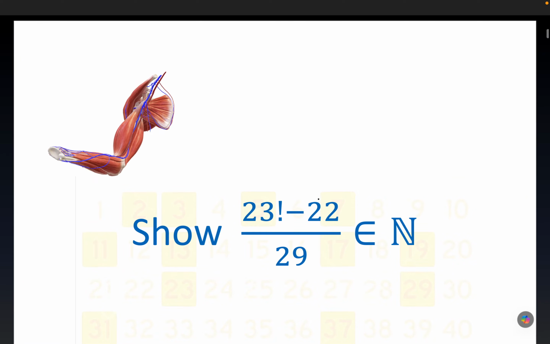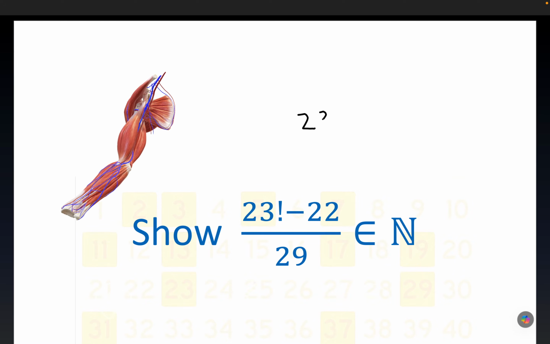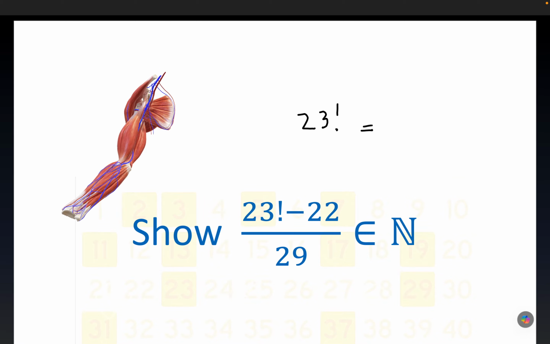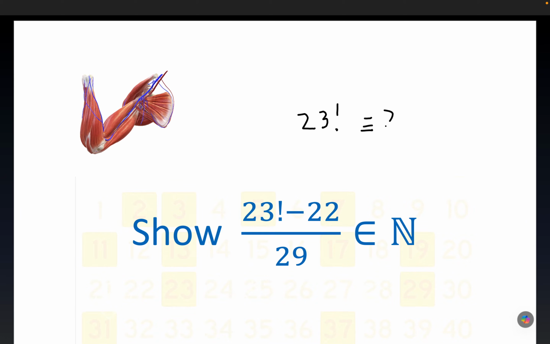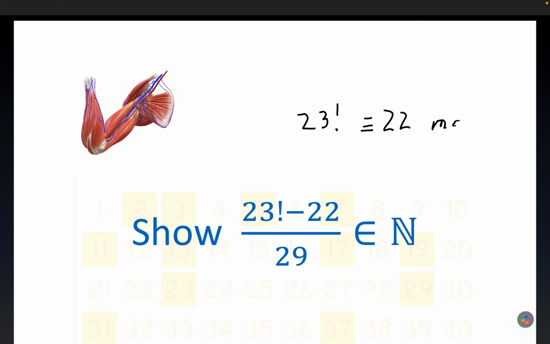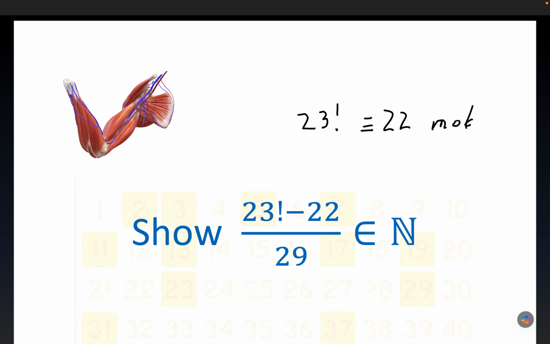Hey everybody, before we get into the modular arithmetic proof, let's write down what this statement means in modular arithmetic notation. It says that 23 factorial is congruent to 22. I love this notation. It took me a while to learn it, and I think I know it pretty well right now. It's just so neat to think about divisibility and equality in the same breath. That's what makes it fascinating to me. So that's mod 29 right there.